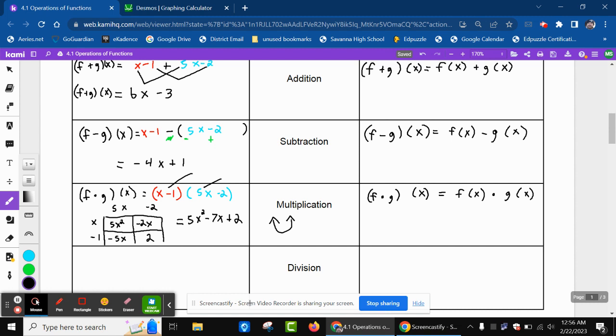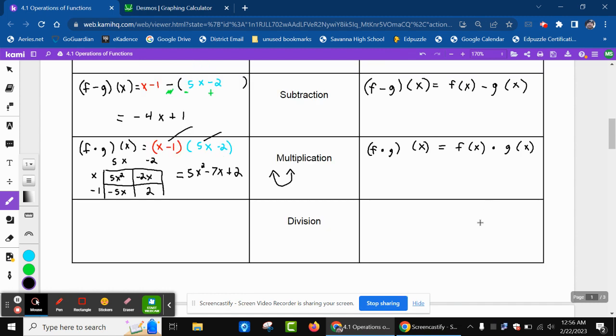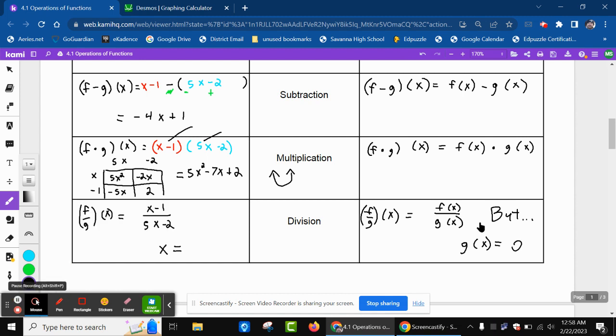All right, let's dive into the last one. We're going to have division. So the only thing different for this one is we have f of x divided by g of x. But g of x can't equal 0 because you can't divide by 0. So writing it like this, we have x minus 1 over 5x minus 2, but we can't have x equal to 2/5. Because if x equals 2/5, then the bottom part, the denominator, will equal 0, and we can't have that.